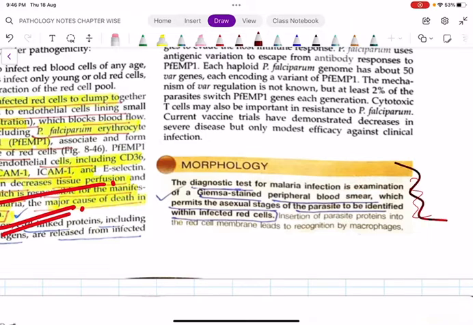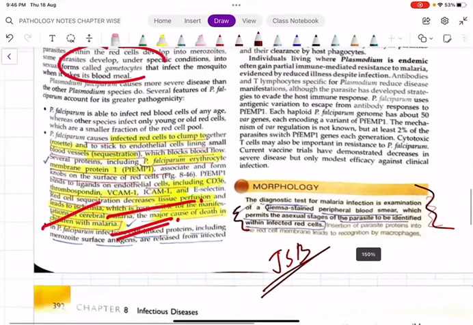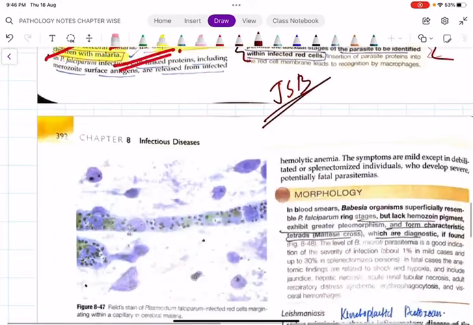So coming into morphology, as far as diagnostic test is concerned, we have to go for MGG, May Grunwald Giemsa. We have another stain called JSB, Jaswant Singh Bhattacharya stain, or Giemsa. Okay, and we usually prepare two types of smear. One is thick smear and another one is thin smear. Fine. In peripheral blood smear, we can see the asexual stages of the parasite.